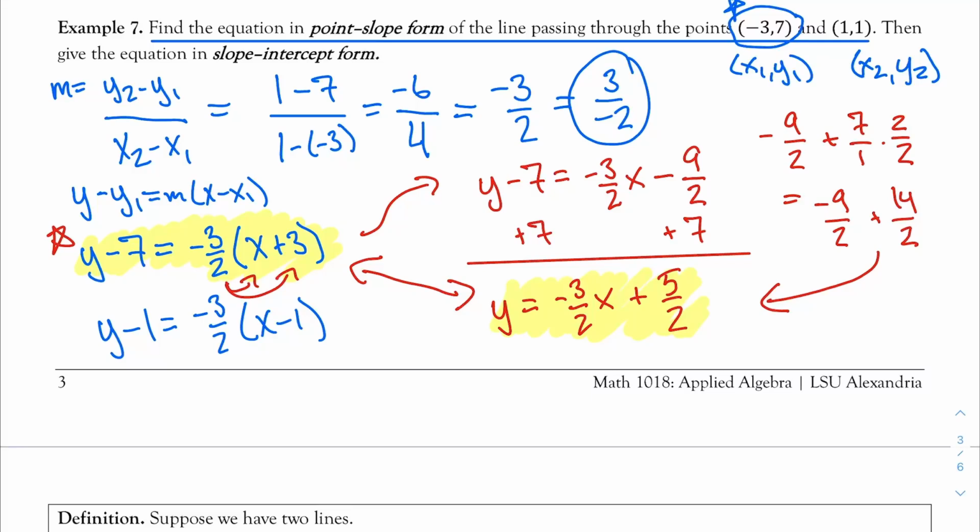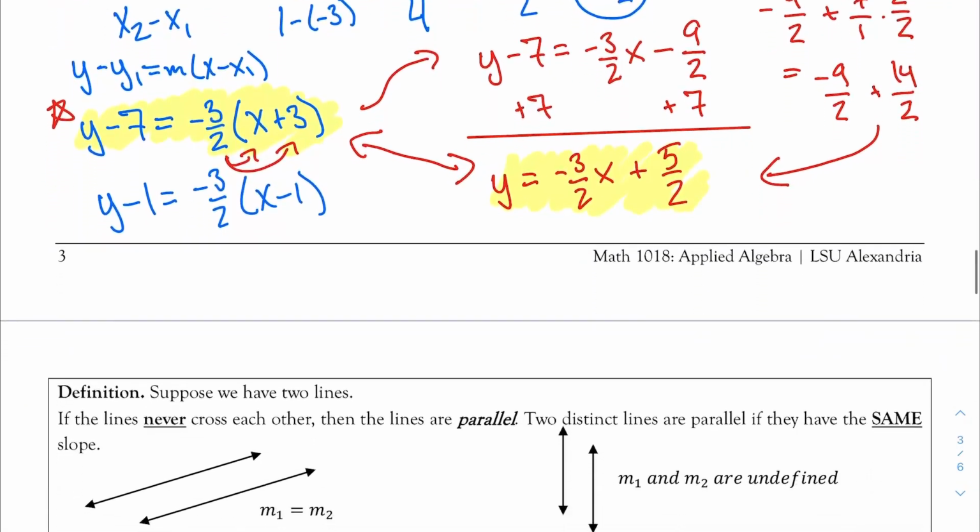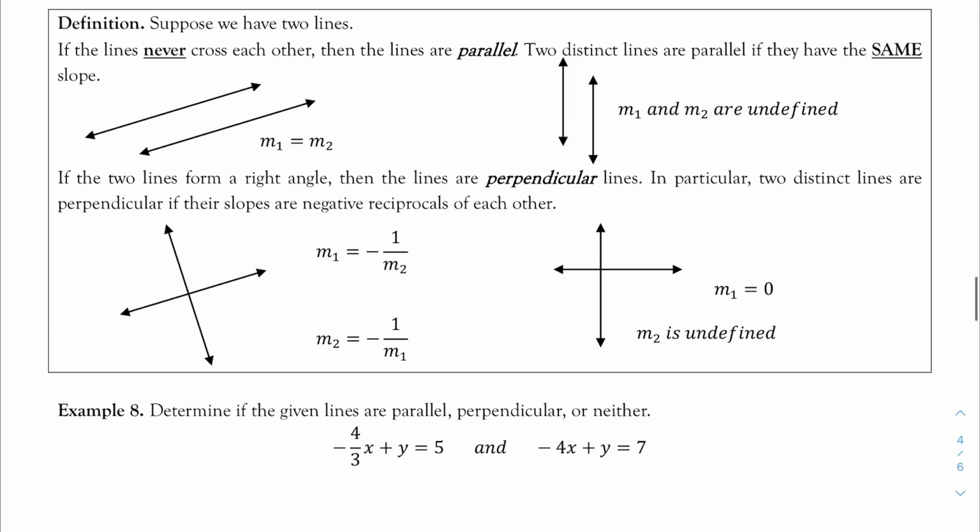Now, with example 7 being done, we're familiar with point-slope form and slope-intercept form. There's one more thing I want to talk about for lines, and a couple of examples. I want to talk about the idea of parallel or perpendicular lines. So we have a definition. If I have two lines that never cross each other, never intersect, never touch, then we say the lines are parallel to each other. In fact, two lines are parallel if and only if they have the same slope.